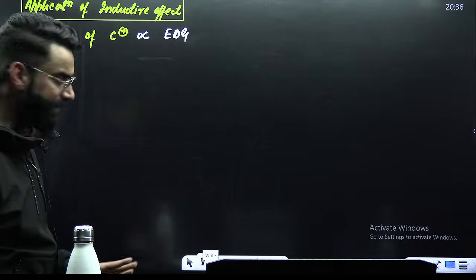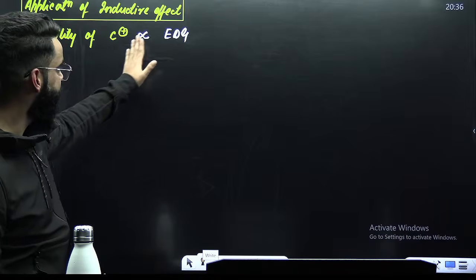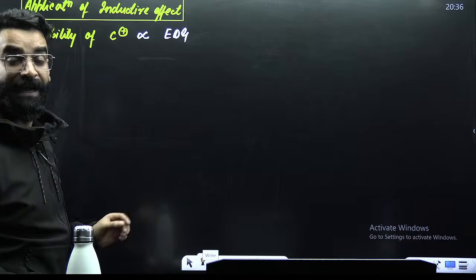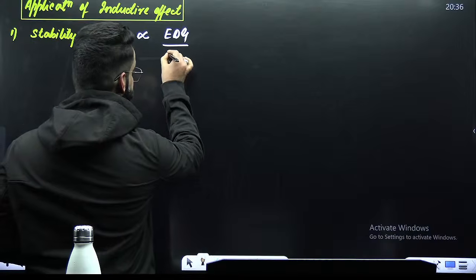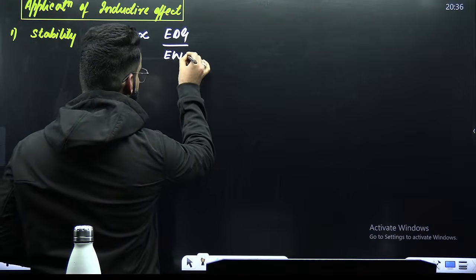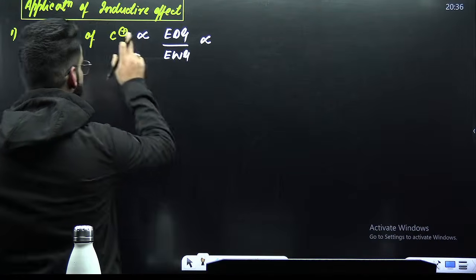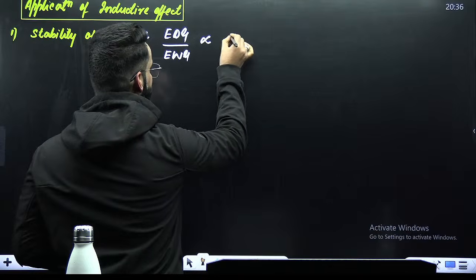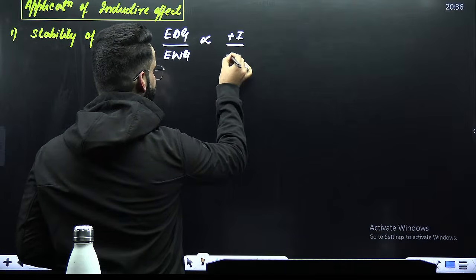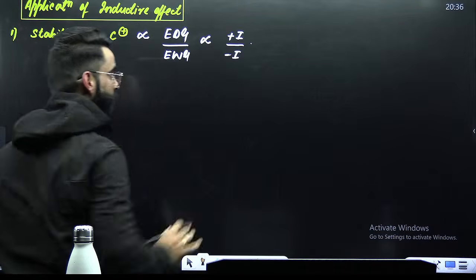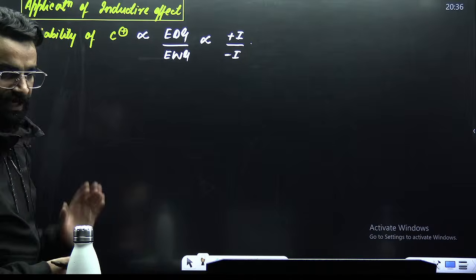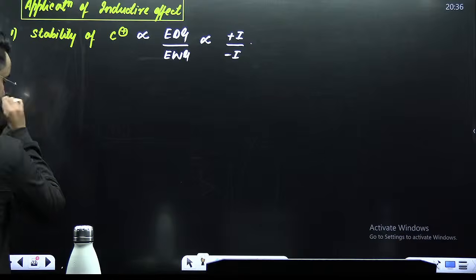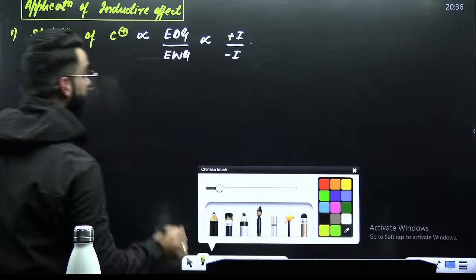So remember one simple thing. A carbocation is stabilized by electron donating group, and a carbocation is destabilized by electron withdrawing group. So if I talk in terms of inductive effect, carbocation is stabilized by plus I showing group, and carbocation is destabilized by minus I showing group. This is the first sort of the question that will be asked.